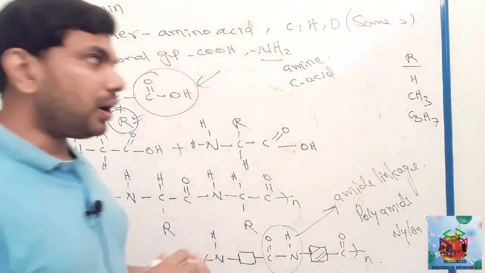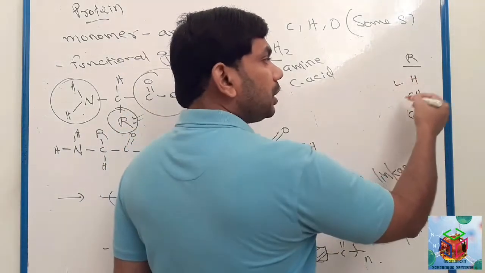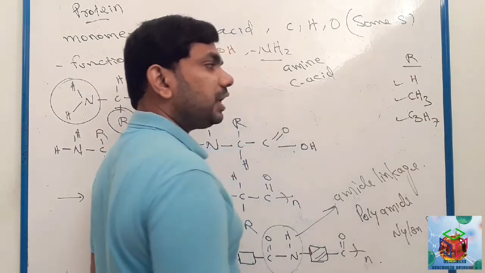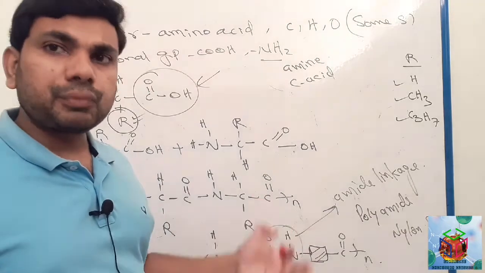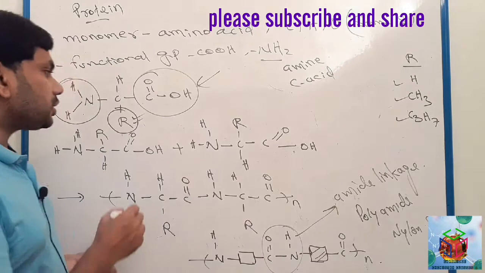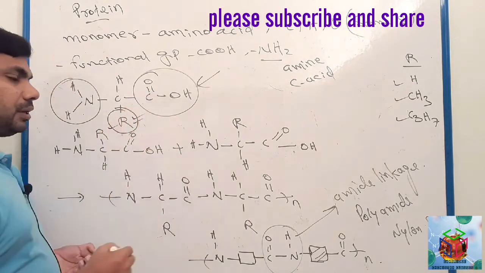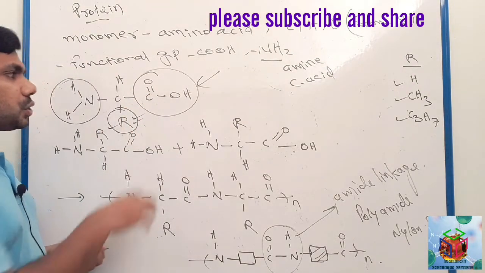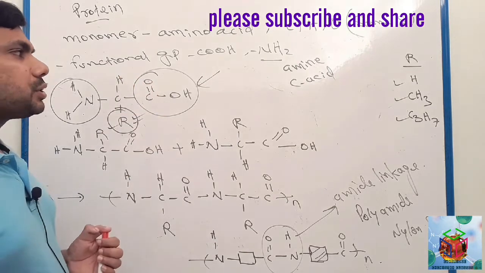Instead of R it may be hydrogen, CH3 or C3H7, this type of group. So there are 20 different types of amino acid, each different here. This is what you have to understand about amino acid.